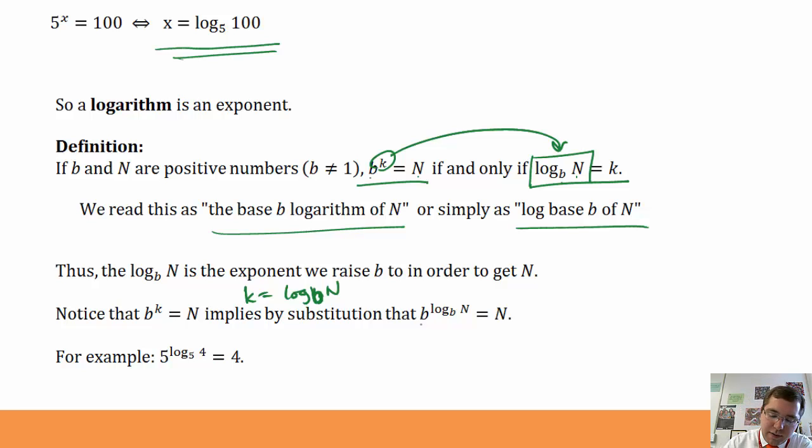So anytime I have the base of an exponent and the power as a log with the same base, I just get the number I'm taking the log of. So 5 to the power of the log base 5 of 4, since that 5 is the same as that 5, I just get 4, the number I was taking the log of. It's a neat trick.